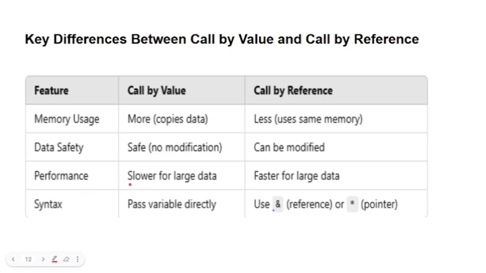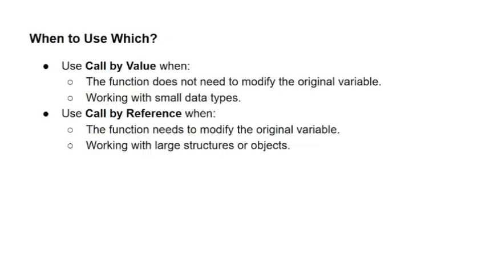And performance: call by value is slower because it is making copies of data and consuming a lot of memory. Call by reference is faster because it is not making copies of data, just overriding the original variables. That's why it is faster. And syntax: in call by value, we pass the variable directly, but in call by reference we have to use the reference operator and pointer operator to target the memory addresses to make the changes using the memory addresses.